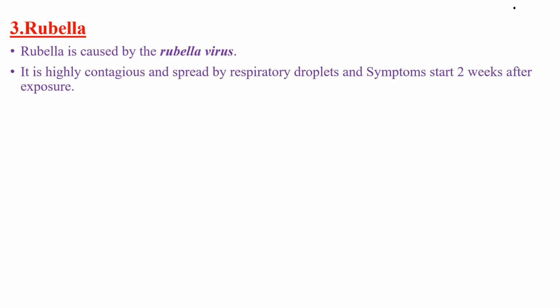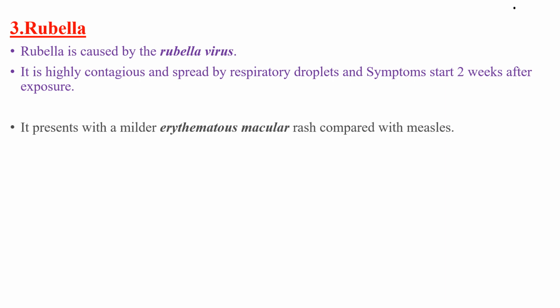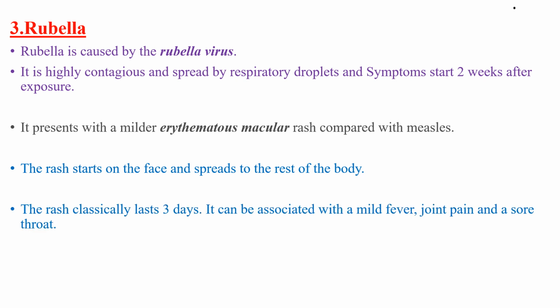Third disease is rubella. Rubella is caused by the rubella virus. It is highly contagious and spread by respiratory droplets, and the symptoms start 2 weeks after exposure. It presents with a milder erythematous macular rash compared with measles. The rash starts on the face and spreads to the rest of the body. The rash classically lasts 3 days. It can be associated with mild fever, joint pain, and a sore throat.